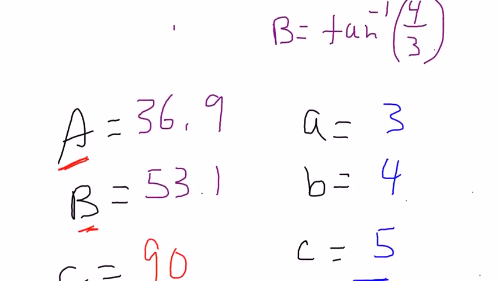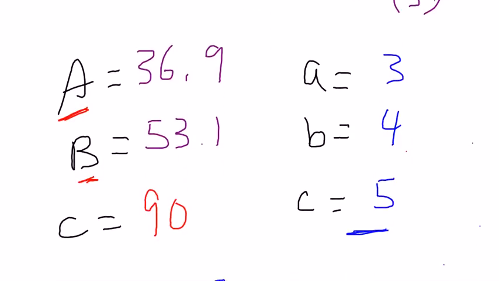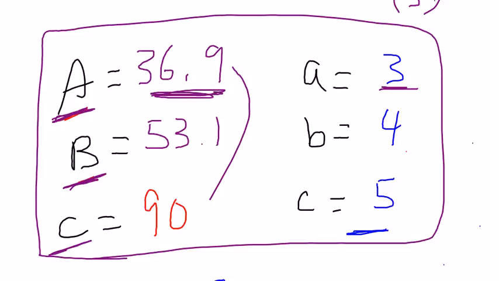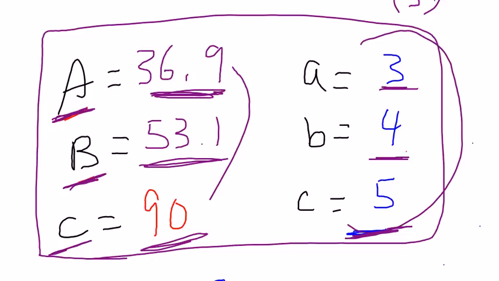Now, a couple of checks you can always do to make sure you have the right information: these three angles should always add up to 180. So 36.9 plus 53.1 plus 90 equals 180, and it does. Another quick check is that your small side should always be across from your smallest angle, your middle side across from your middle angle, your biggest side across from your biggest angle. And Pythagorean's theorem should always work in a right triangle. All of your ratios should always work.